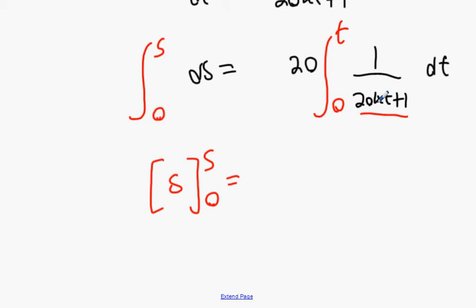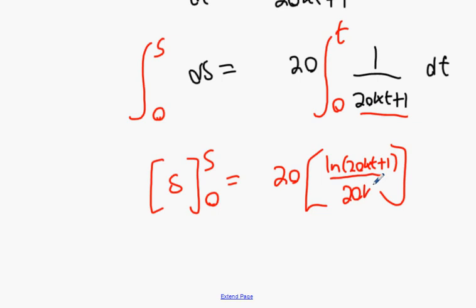The other one, any ideas for this one here, guys? Any ideas how to integrate that? ln of 20kt plus 1. Differentiate the part in the brackets, and what do we get? Remember, t is the variable. 20k. Remember your 20k on the bottom. Now the 20 and the 20k interact just to become k. And that's from t to 0.